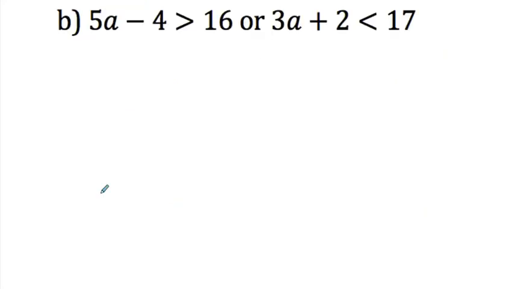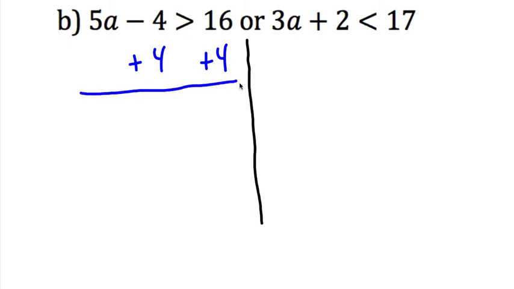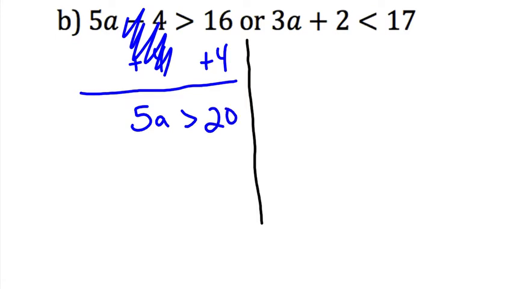So let's go ahead and do this next problem. Start off the same way. Again, I'm just going to put my divider here. So start off over here on the left-hand side, get rid of that negative 4, so I need to add 4 to both sides. Negative 4 plus 4 is 0. Those are gone. Left-hand side is just a 5a, is greater than 16 plus 4, which is 20. And then I divide both sides by 5 to get a by itself. So divide by 5, and 5 divided by 5 is 1, so I have 1a is greater than 20 divided by 5, which is 4.